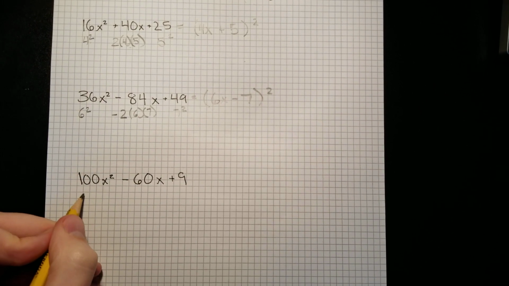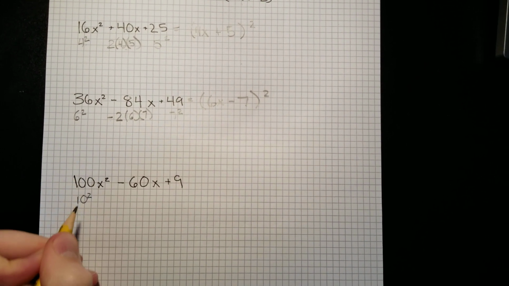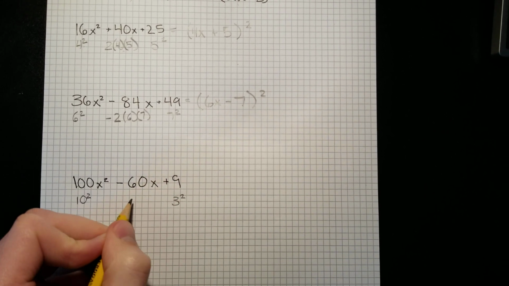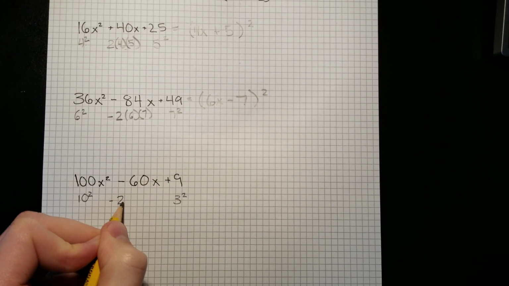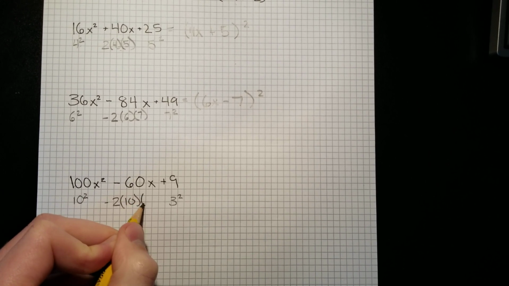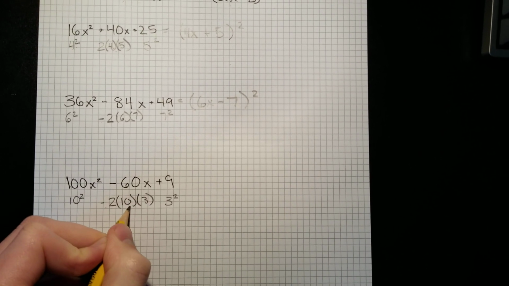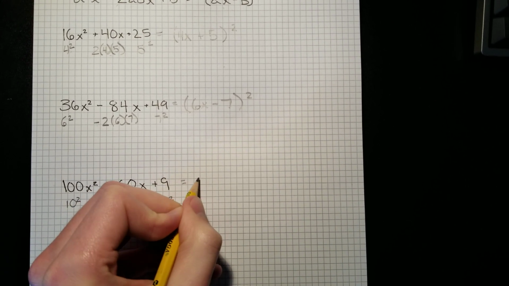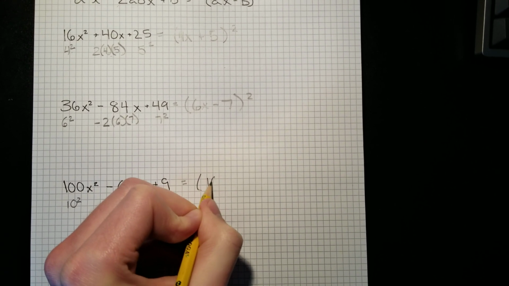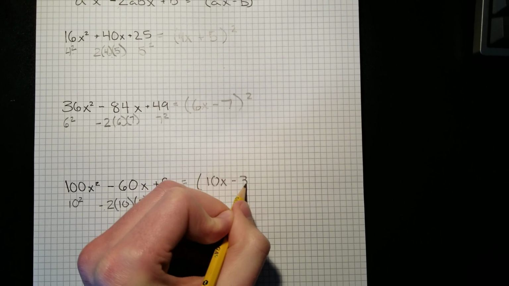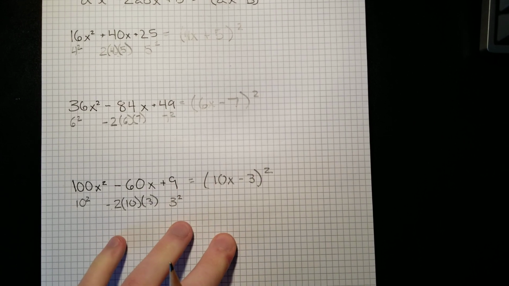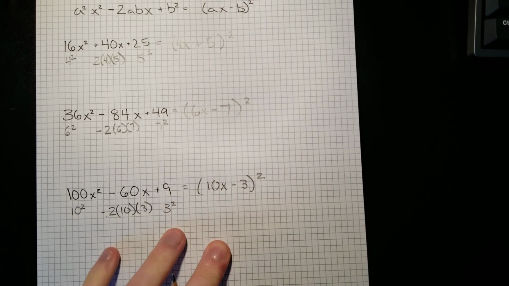And then for this last one, 100, that's the same as 10 squared. That works out. 9 is 3 squared, and the middle term is negative 2 times 10 times 3. Negative 2 times 10 is 20, times 3 is negative 60. So again, 10x minus 3, squared. So all of these have a quicker way to factor them.